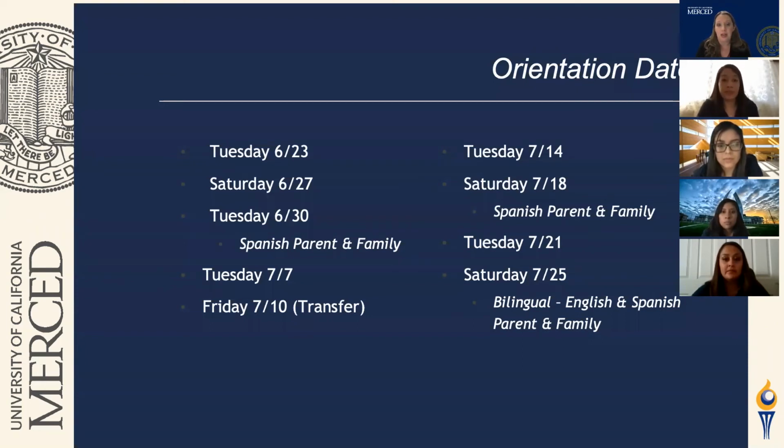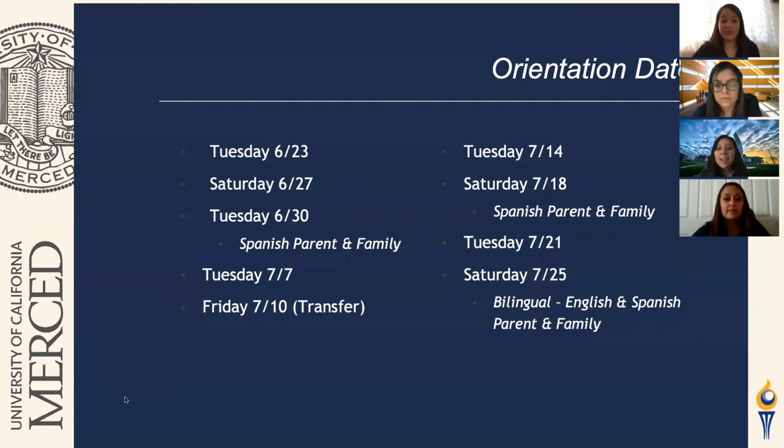So we can add that information into the chat portion so everyone can see it. That would be the Students First Center, and their phone number is 209-228-7178. Again, 209-228-7178. You can also just Google UC Merced Students First Center and their website will come up.